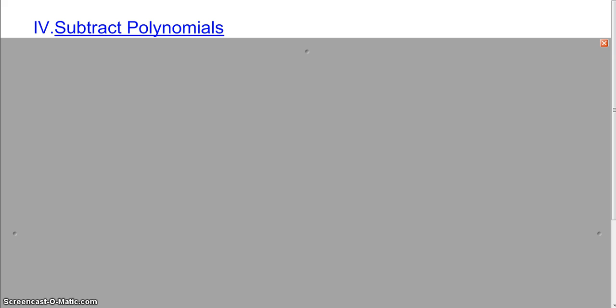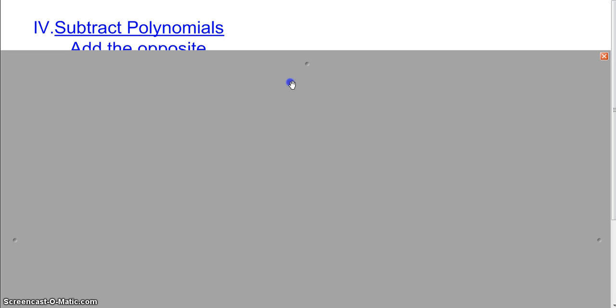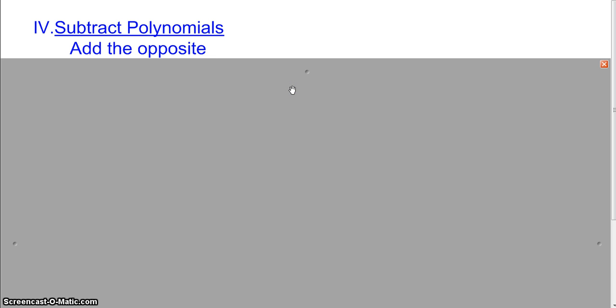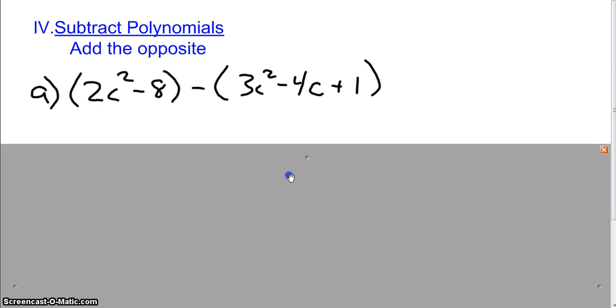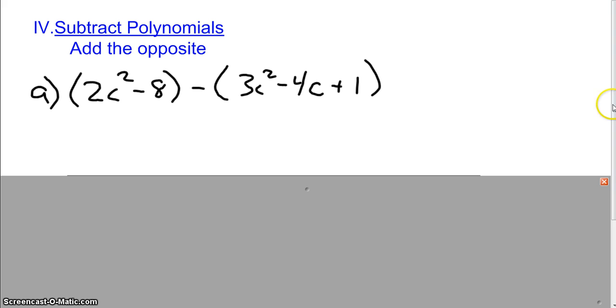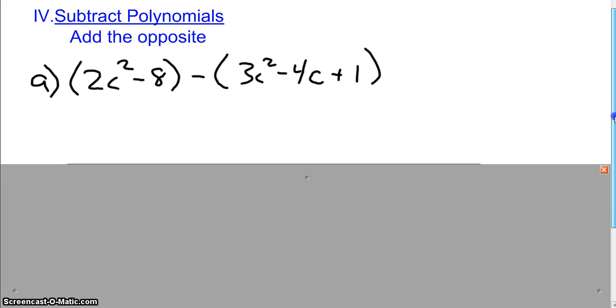Now we will try subtracting polynomials. And as we've said a million times, subtraction is simply adding the opposite. Good. That's what we'll do. Add the opposite when you see subtraction. And again, beware of negatives all the way through. So let's go ahead and try this first expression.